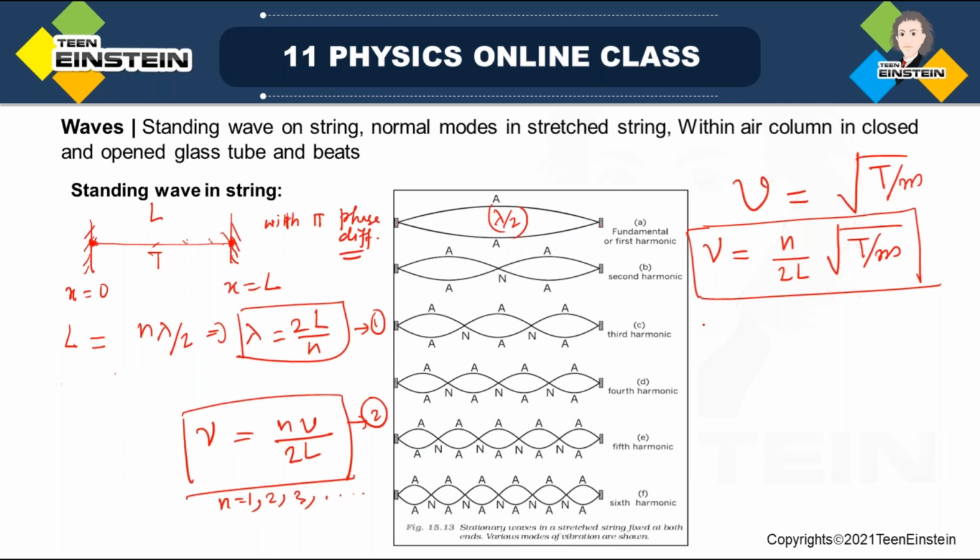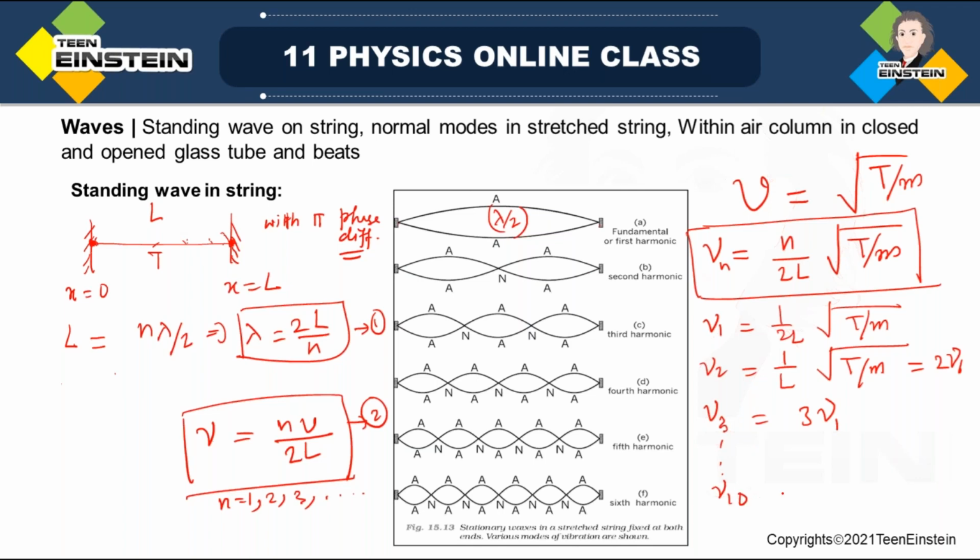Look here, if we put n is equal to 1, in general nu n, I get nu 1 equal to 1 by 2L root over T by m. If I put 2 in place of n, we'll get nu 2, and this is actually 2 into nu 1. Similarly, we can find nu 3 is equal to 3 into nu 1. You can just try and see. And nu 10 will be equal to 10 into nu 1.